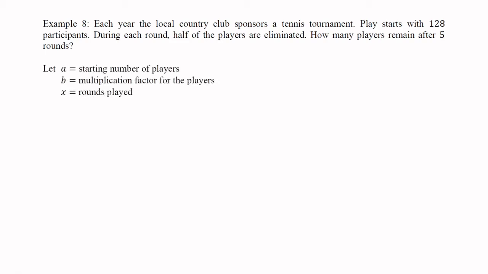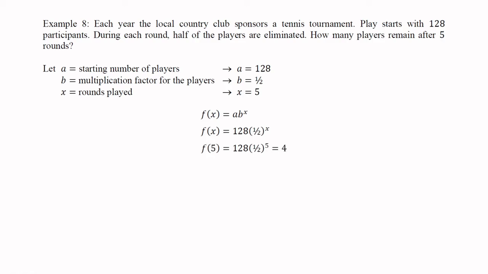Let's let A be the starting number of players, B be the multiplication factor for the players, and X be the rounds played. So A is 128, that's how many participants we start with, and each round we halve the number of players, so our multiplication factor is 1/2. And we're going to play 5 rounds and see how many are left. So we take our form, plug in A and B to get our equation, and then we're going to plug in our x to find our value. So after 5 rounds, we will be left with 4 players.